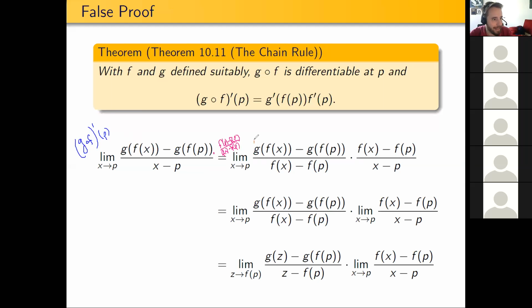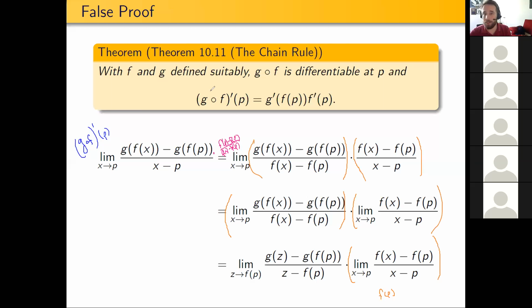I can begin attacking these separately. So by the algebra of limits, we like to think we can break these up, right, into the limit of the first times the limit of the second. The limit of the second, maybe I'll just notice this right away. The limit of the second piece is nothing more than f prime of p. And so that's pretty awesome.